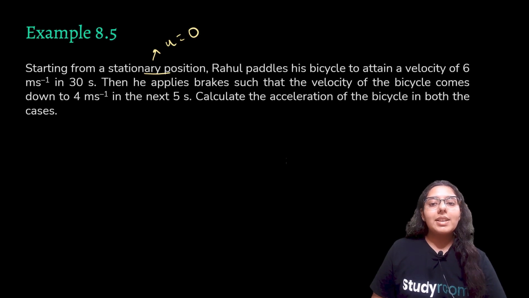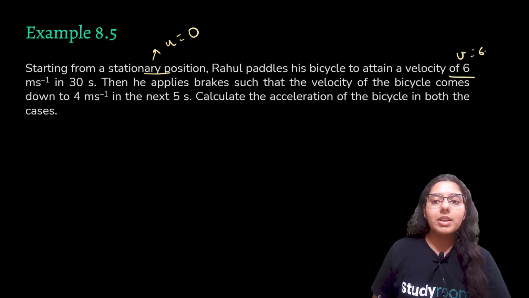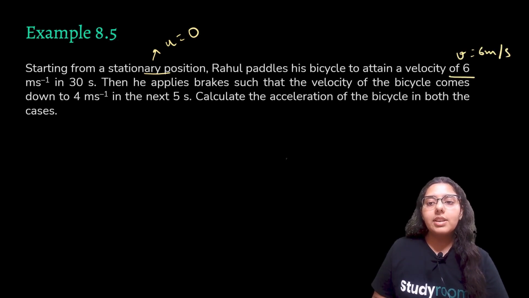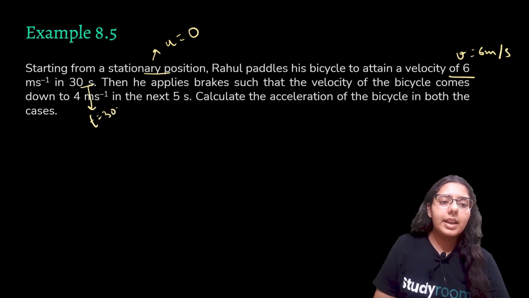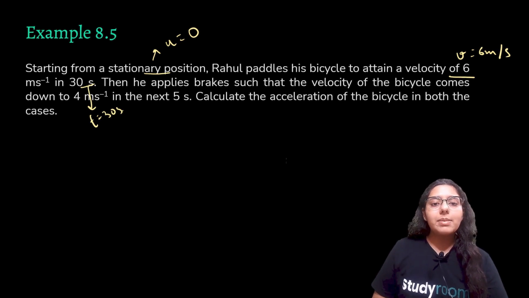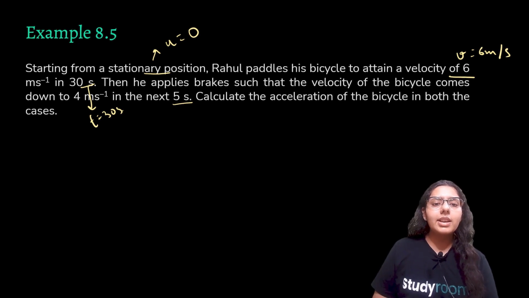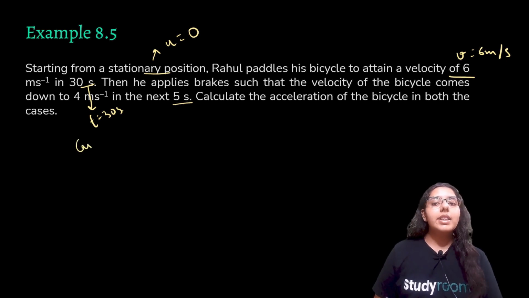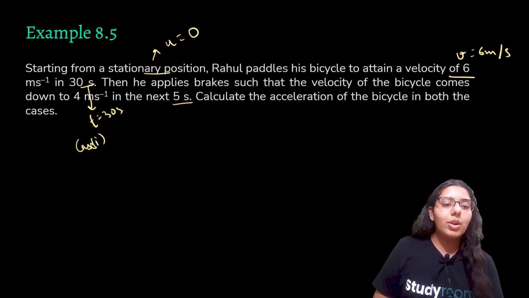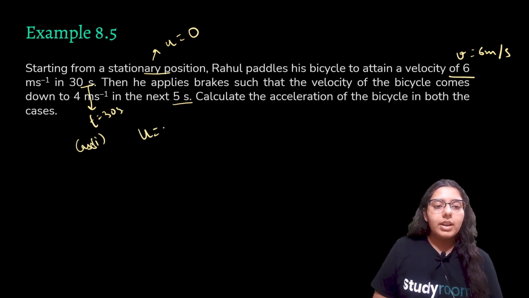His final velocity is 6 meter per second, his v, okay? In 30 seconds. Time is your 30 seconds. Then he applies brakes such that the velocity of the bicycle comes down to 4 meter per second in next 5 seconds. Calculate the acceleration of the bicycle in both the cases. So, what is our case 1? So, our case 1 is when our object was stationary.